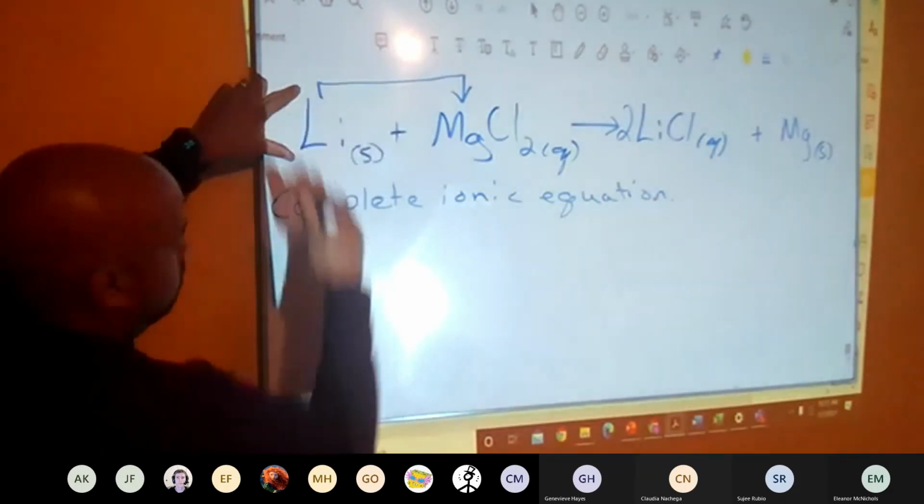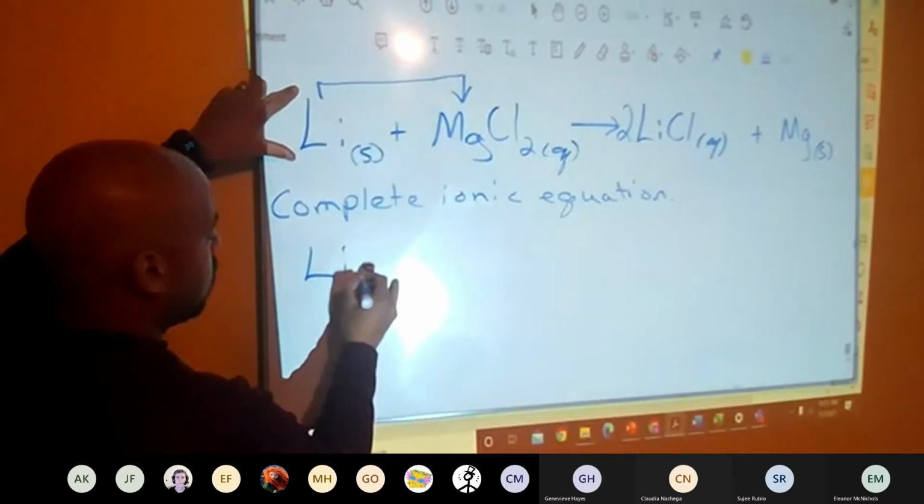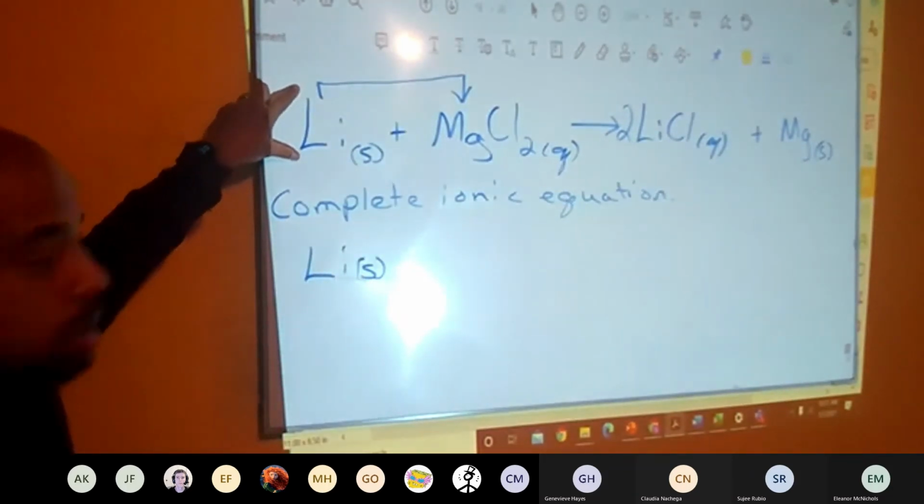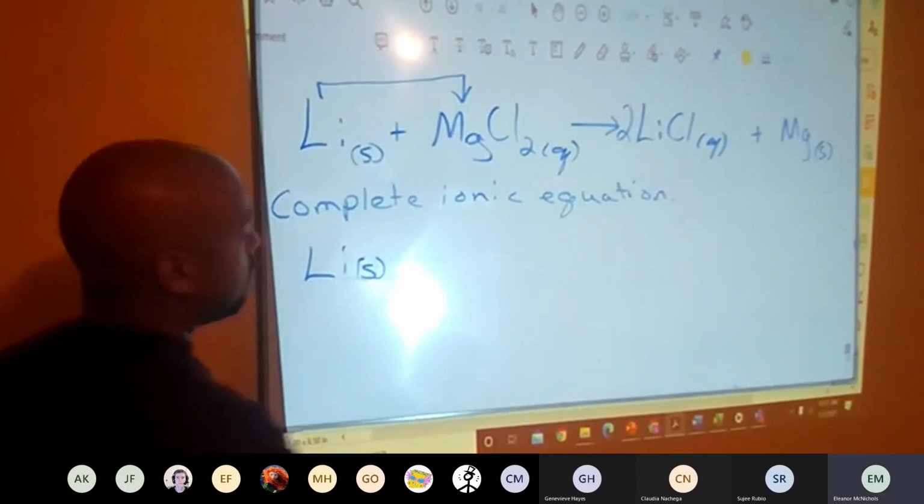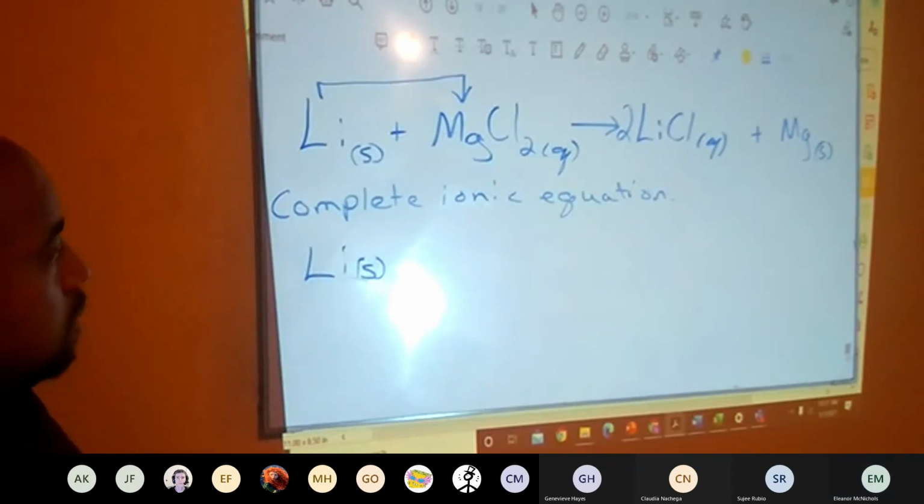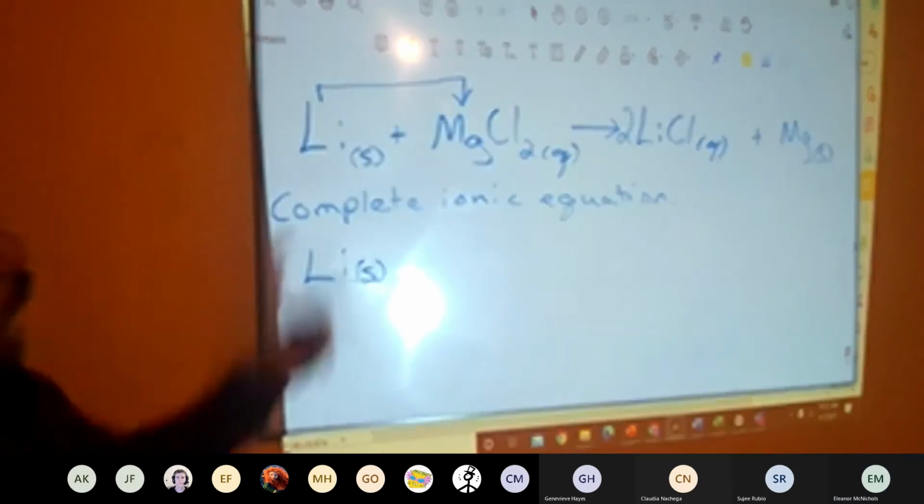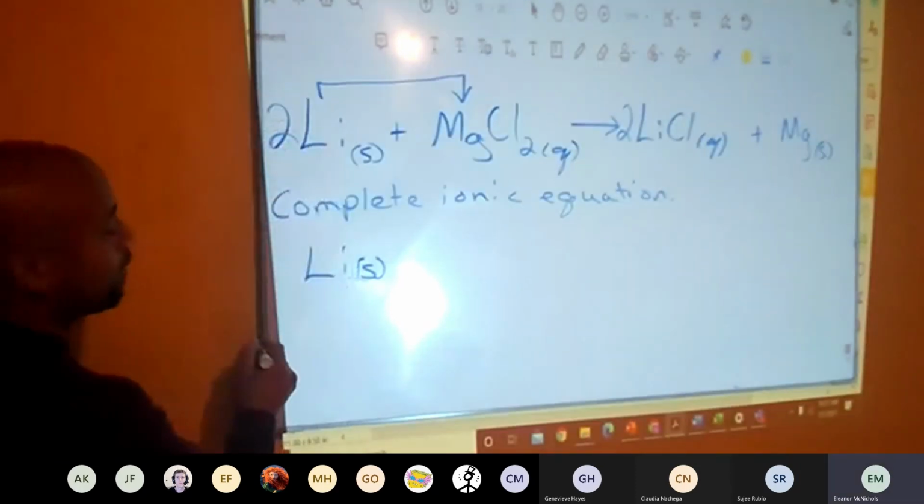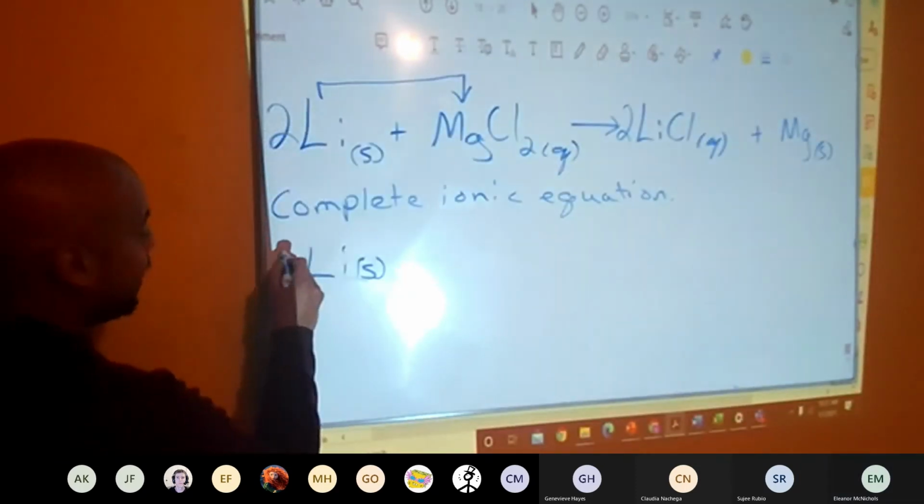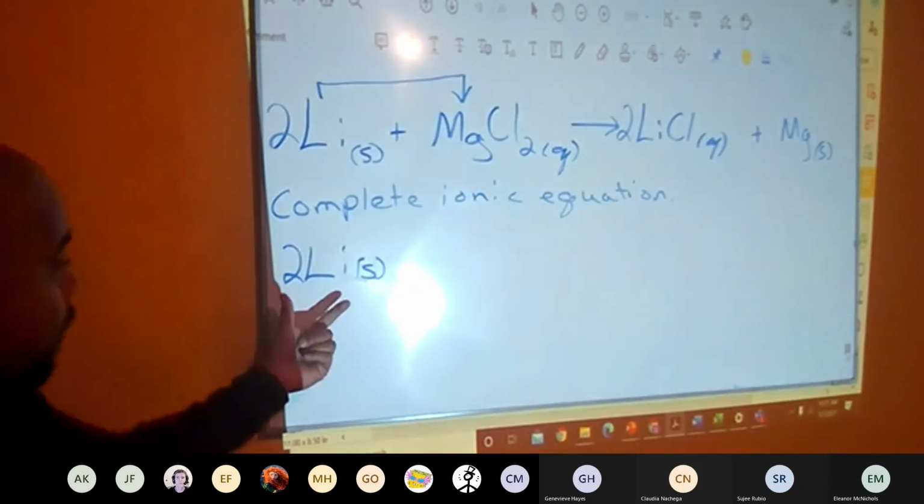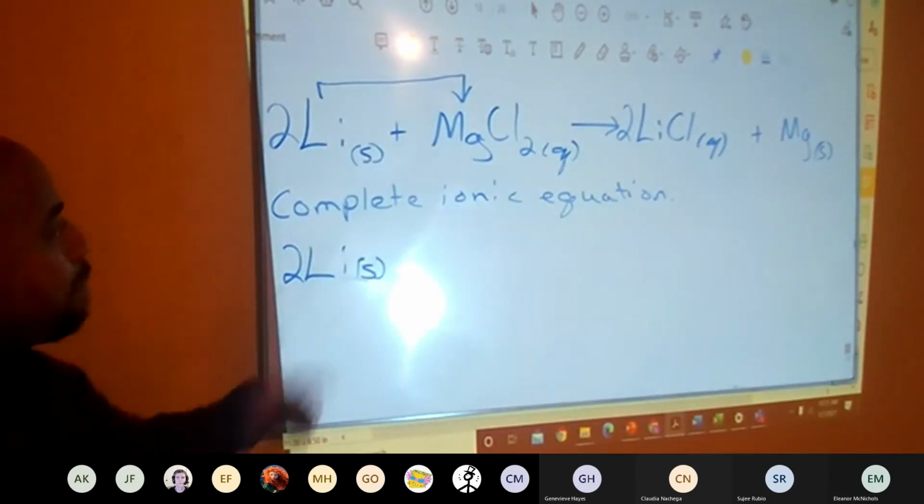So this is just a piece of solid lithium metal, so I'll just write that down as is. We said, don't you need a 2 in front of the Li? Oh, thank you. Once again, perfect. So I need to put a 2 there, absolutely. So Li, I put my 2 there.